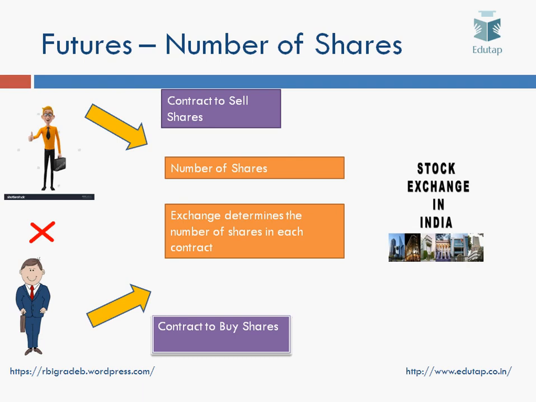And if they want to buy more than 500, then they would have to buy or sell in multiples of 500. That is 1000, 1500, 2000.